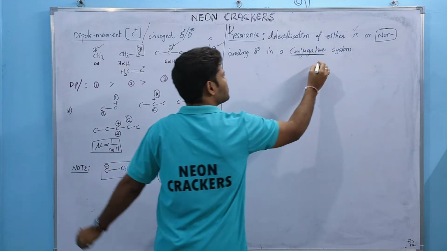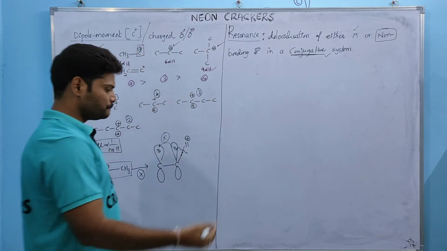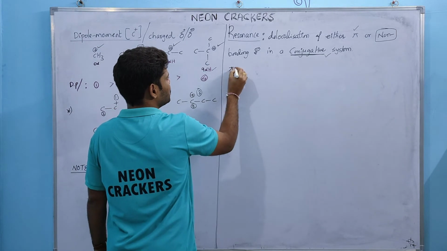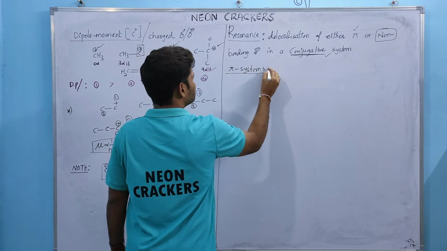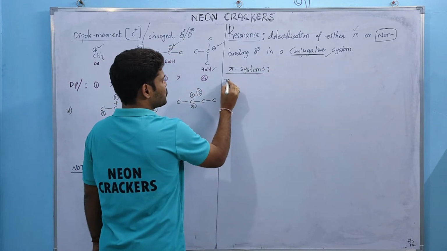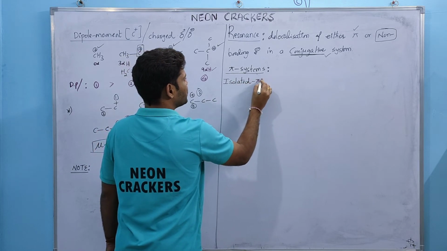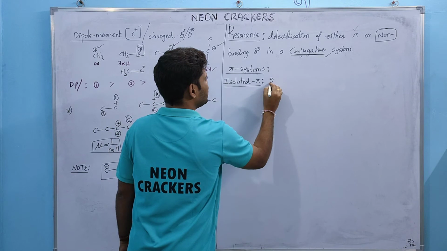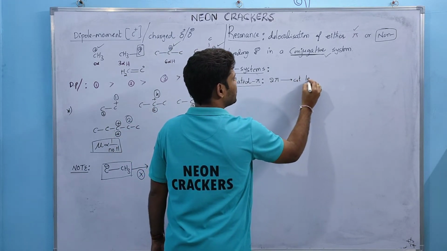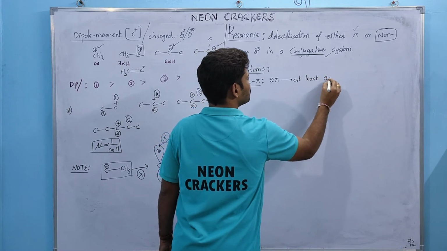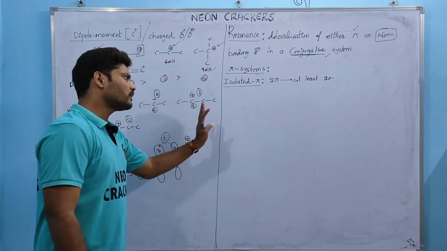First, let's see what this conjugative system is. First, pi bonded systems. There are three types of pi bonded systems. The first one is the isolated pi bonded system, which means any two pi bonds are separated by at least two sigma bonds. Any two pi bonds, you can take any two in the molecule.